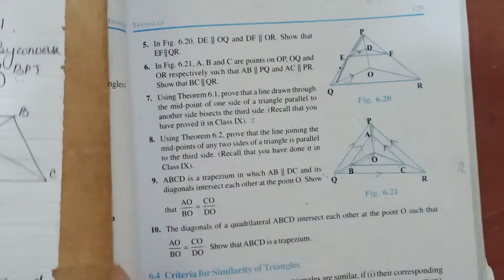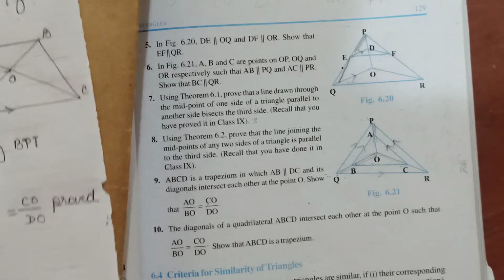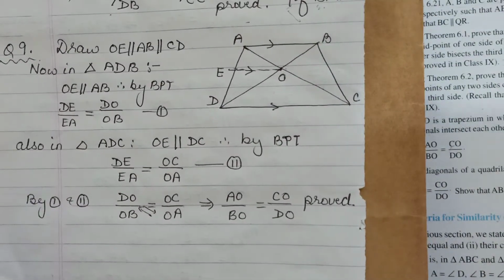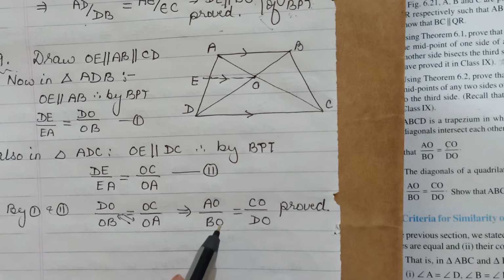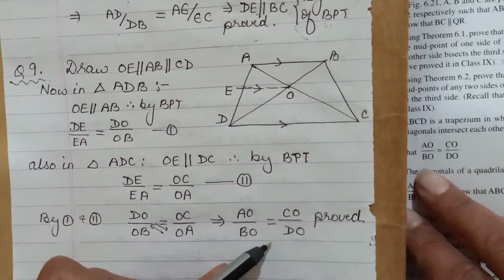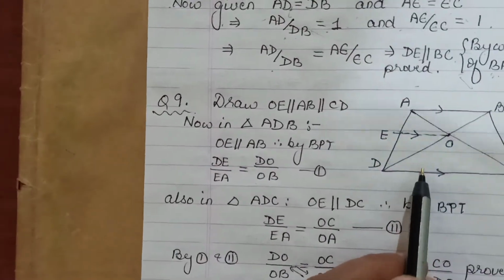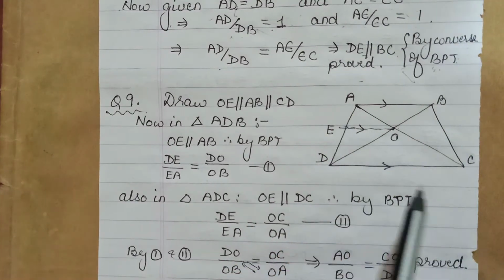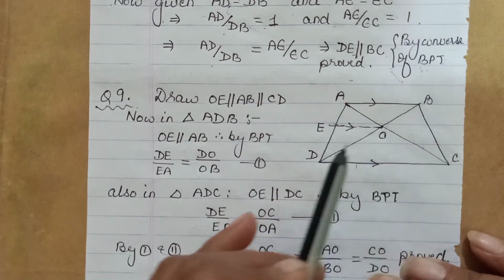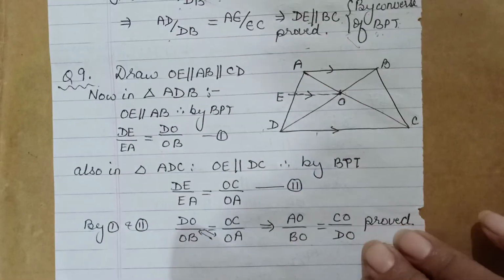Then the next one is: ABCD is a trapezium in which AB is parallel to DC and the diagonals are intersecting at O. Then you have to show that AO upon BO is equal to OC upon OD. So this figure we have obtained, ABCD was a trapezium with AB parallel to DC. And the diagonals AC and DB were said to intersect at O. And then this is the relation that you had to prove.